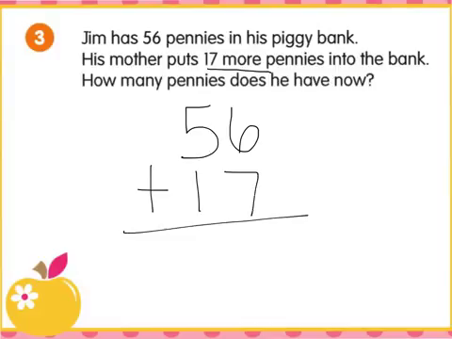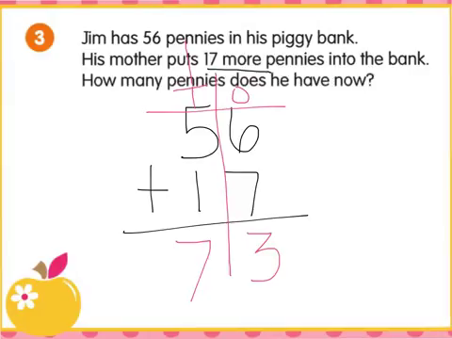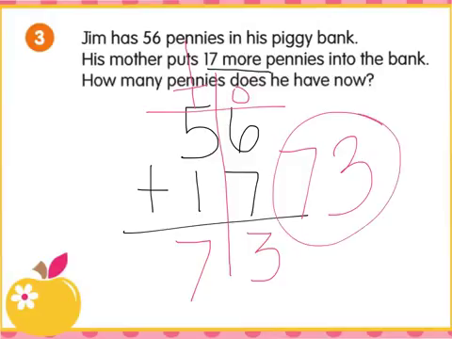And you are a big-time second grader, so you know that Mrs. Miller always likes to lock her numbers up, indicating the 1 spot and the 10 spot. Now I can add. 6 ones plus 7 ones is 13 ones. Drop the 3, regroup the 1 ten. 1 ten plus 5 tens is 6 tens, plus 1 more 10 is 7 tens. This gives me 73 pennies that he now has in his bank.